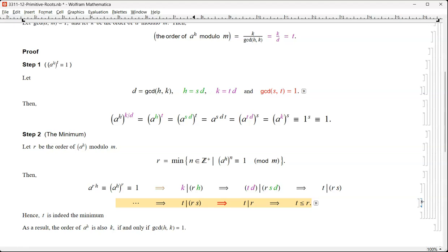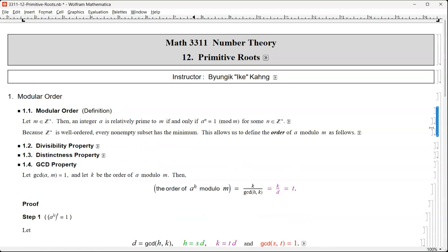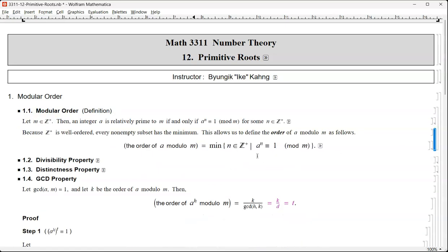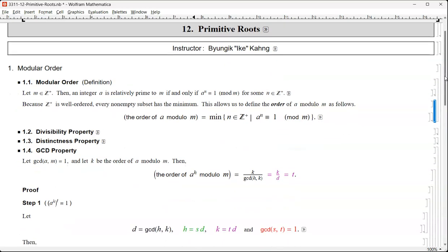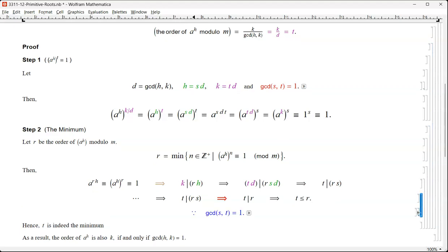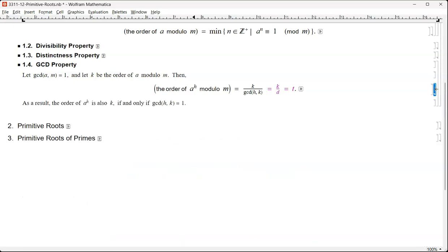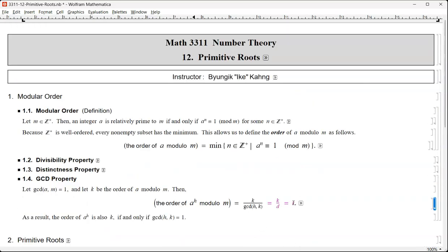Consequently, T is less than or equal to R. Wait a minute. R is supposed to be the minimum. T is a member of this set, but less than or equal to the minimum. Well, you cannot have strictly less, so it should be equal to the minimum, and T is indeed the minimum. And right here, for this red, I use Euclid's lemma. So we proved the minimality as well. The conclusion? Yes, we proved everything. The GCD property. This is indeed the order.